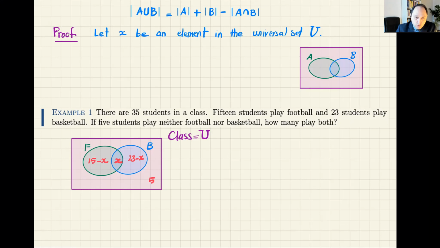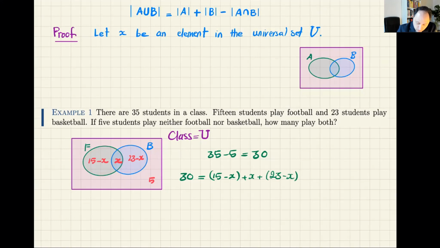Okay, so how should I solve the problem? It's very clear. There are 35 students. 5 of them don't play anything at all. So what is left for me is 30 students. And these 30 students are equal to these parts. The number of elements here, plus the number of elements here, plus the number of elements here. I need to add them, yes? So this becomes 15 minus X plus 23 minus X.